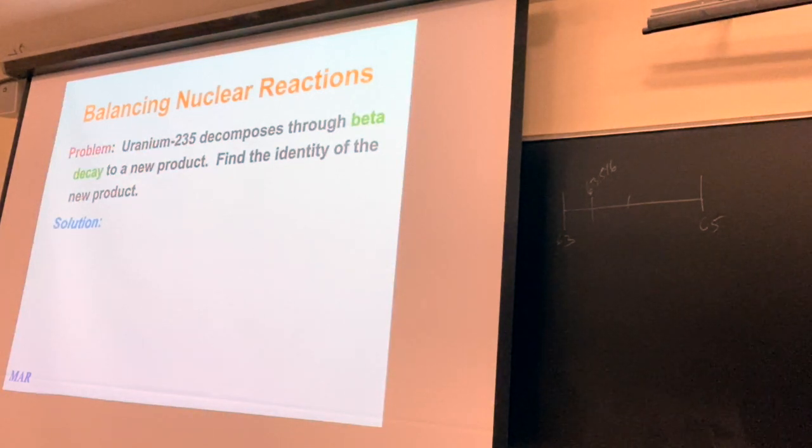This is an example of a type of problem you might see. Let's say that you have some uranium-235, another powerful player in all this system, and it's breaking down or decomposing into a beta particle, all right? So a beta decay just means that you're going to create one of these supercharged electrons. So what we'll do here in a little bit is we'll find the identity of this new product.